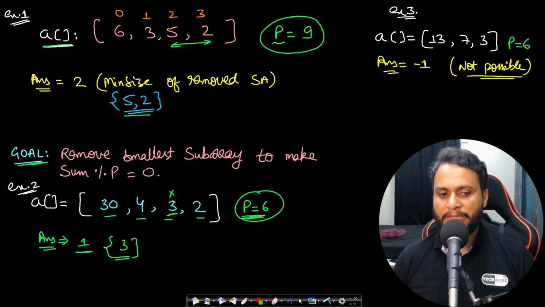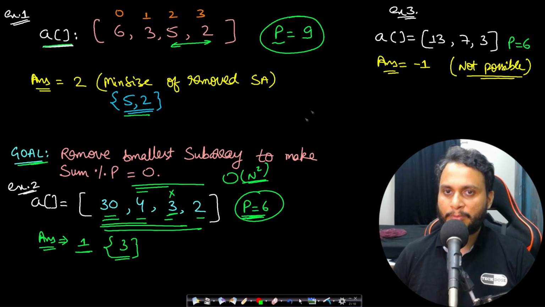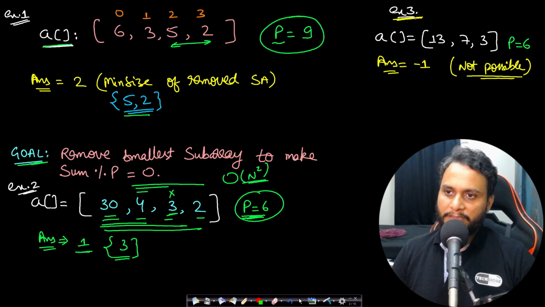How to find this? One simple approach can be to try all possible subarrays, like subarrays starting with index 0. So you will have n such subarrays. Subarrays starting with index 1, you will have n minus 1 such subarrays, and so on. So you will have order of n square such subarrays, right? And we know that we cannot solve this problem in n square time complexity, so I will not be going to do that anyway. Now let's look at the third example.